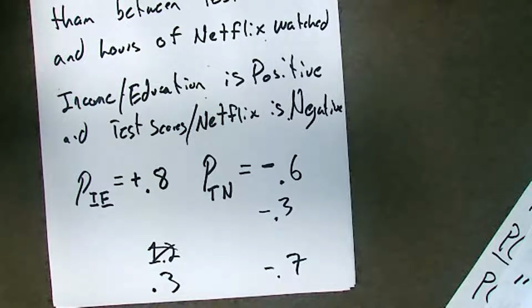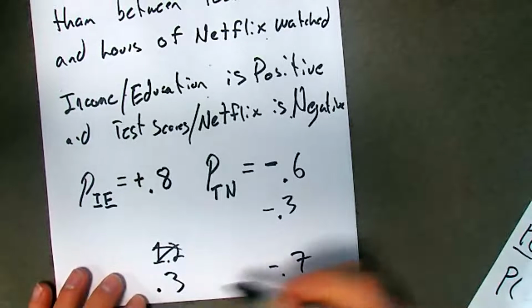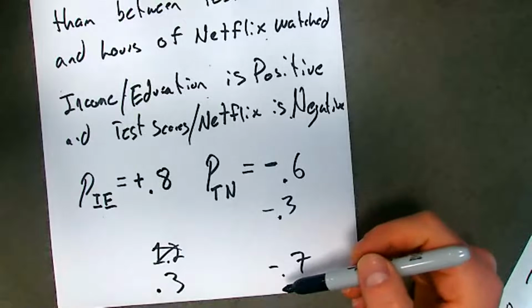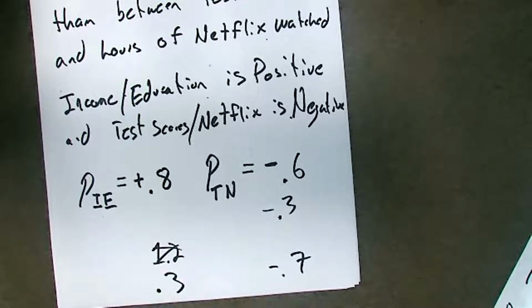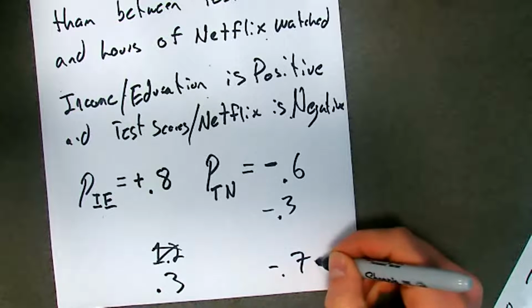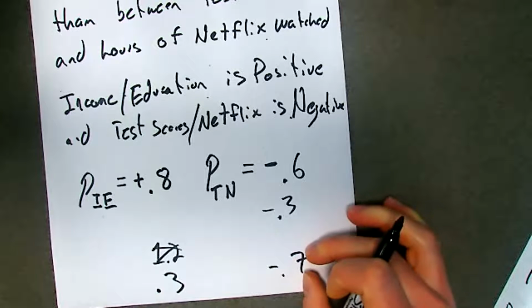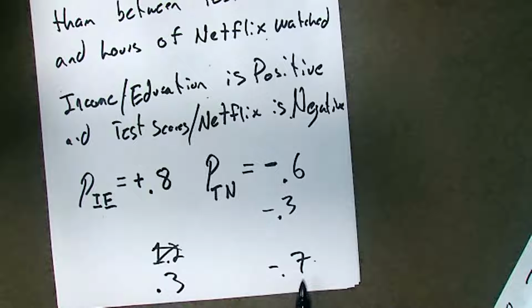I don't understand the 0.3, I understand everything else, just what you said about why it would be stronger. I should have crossed this out, right? Yeah, so the correlation coefficient ranges from -1 to 1. 1 is the strongest positive relationship we could ever see. -1 is the strongest negative relationship we could ever see, right? So the closer this gets to -1, the stronger this relationship is. So what this would be telling us is that between test scores and the hours of Netflix watched, there's a stronger negative relationship than the positive relationship that exists between income and education.